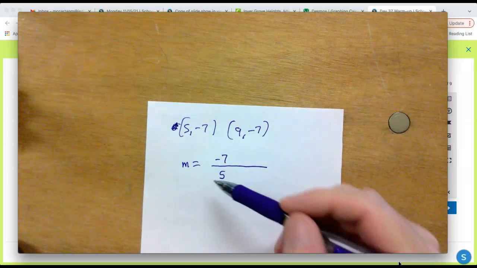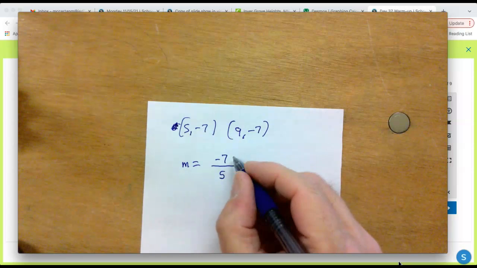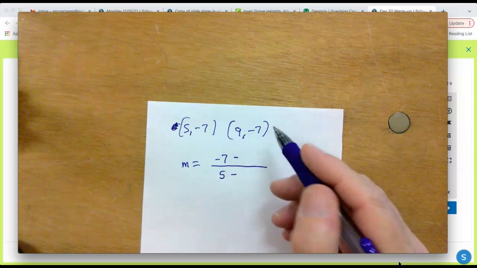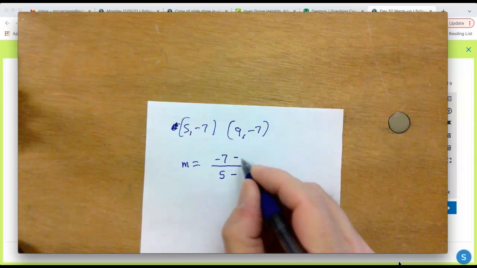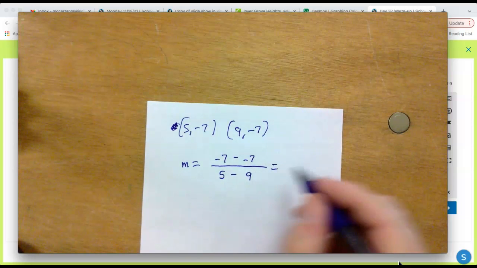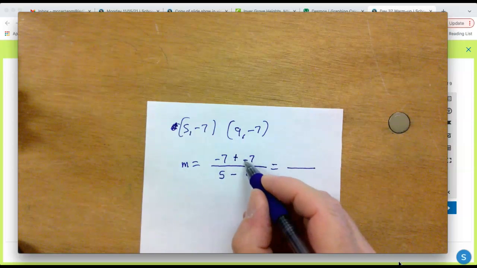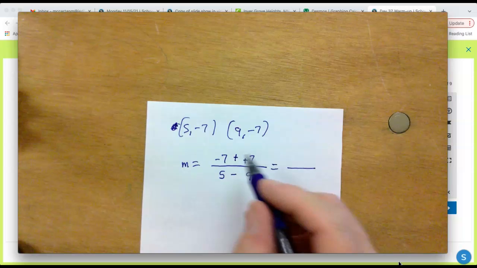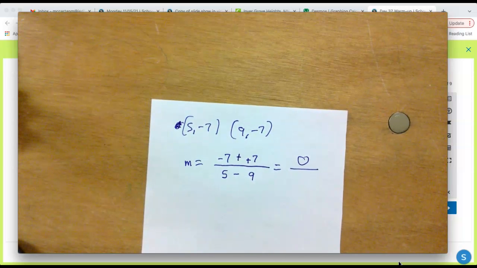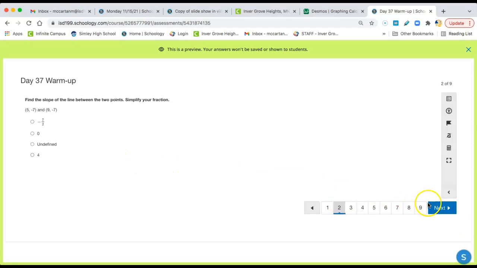Again, 5, negative 7. Write the point upside down. Then I put a negative sign. Then write this point here upside down. 9, negative 7. This top is pretty easy. When you see 2 negatives like that, they're both positive. This is just negative 7 plus 7. That's 0. Guys, that answer is 0. You can kind of see that with the negative 7s there.